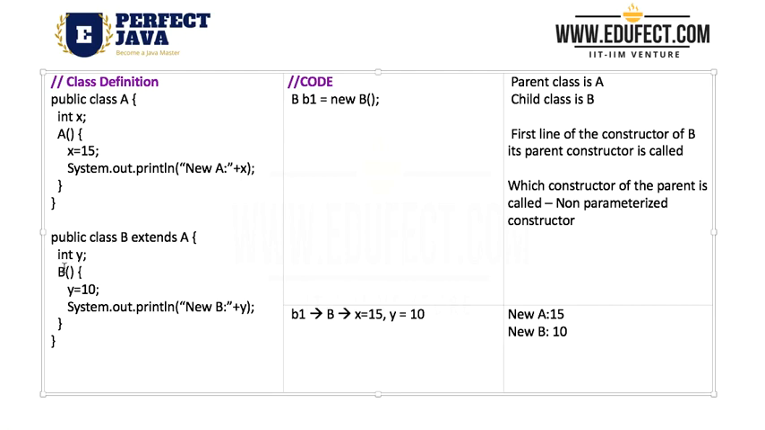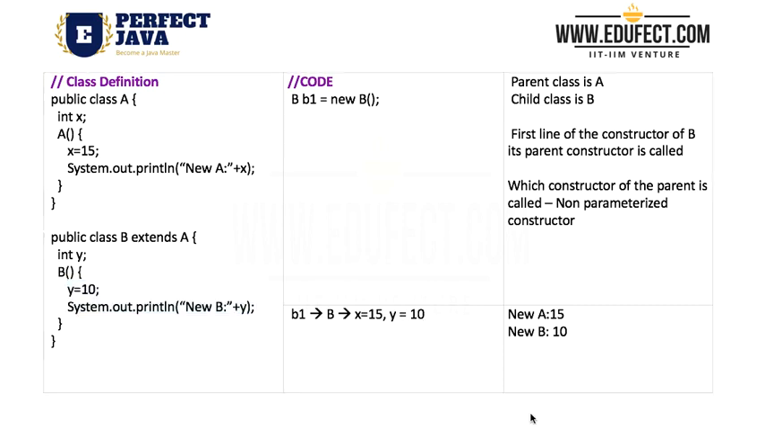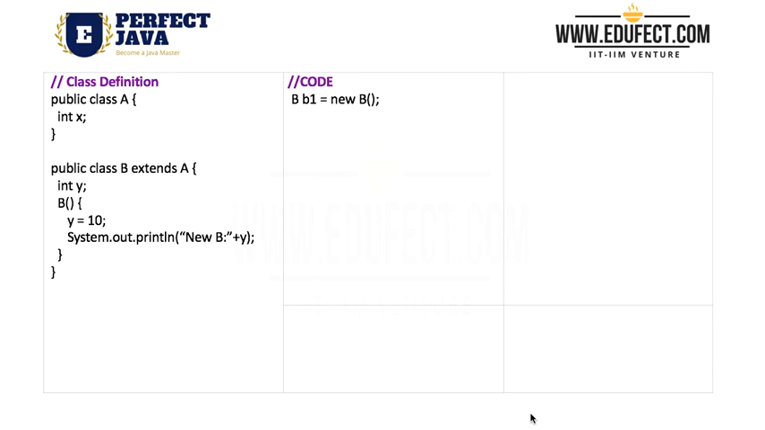So hence, once we call B, here at the first line, the constructor of its parent, the non-parameterized constructor or 0 parameter constructor was called. Hence this was called. Because this was called, x became 15 and new A colon 15 was printed. After that was over, this code got executed, which is why then y became 10 and new B colon 10 was printed. Okay. Let's look at one more example here.